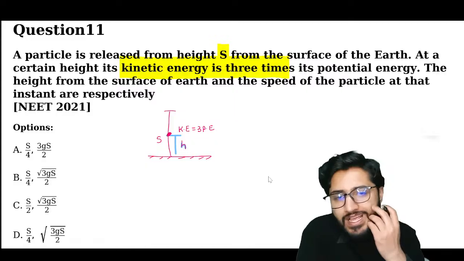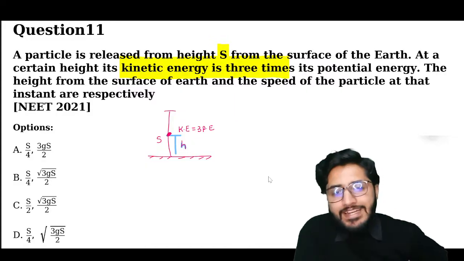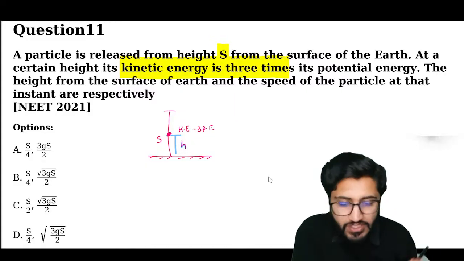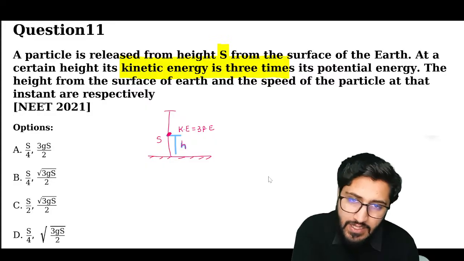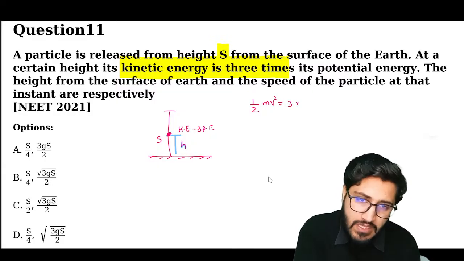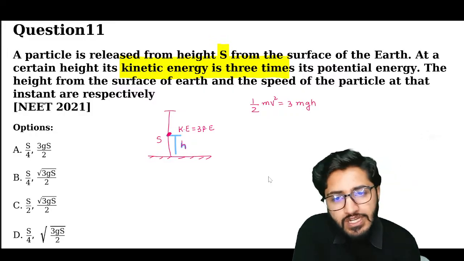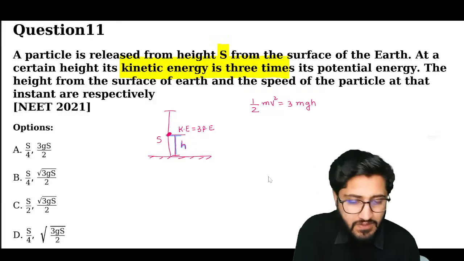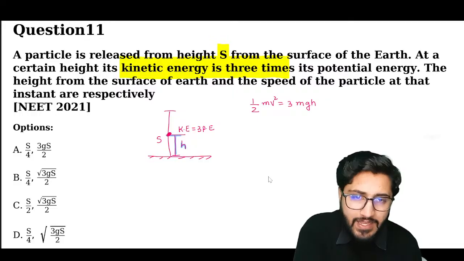As the question gives me the statement, the kinetic energy equals 3 times the potential energy. So I can write kinetic energy as 1 by 2 mv square, and 3 times potential energy, which is mgh. Why? Because here potential energy is at height h from the Earth surface. So m cancels out.